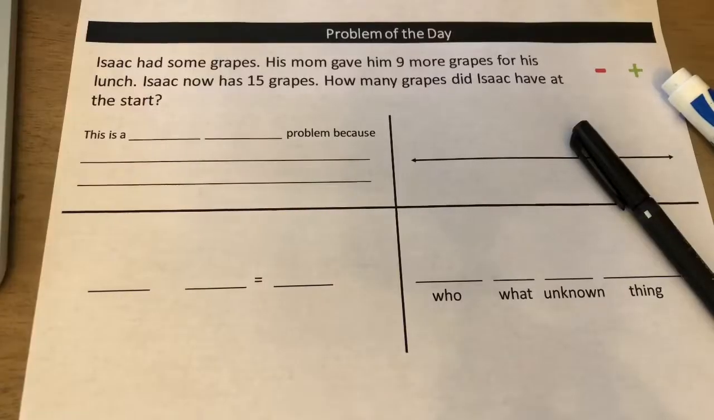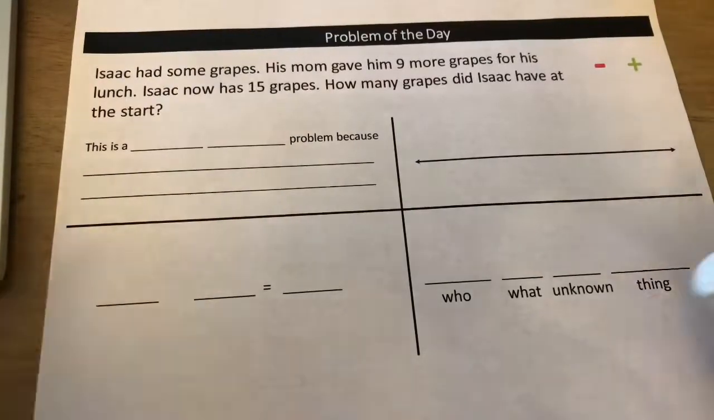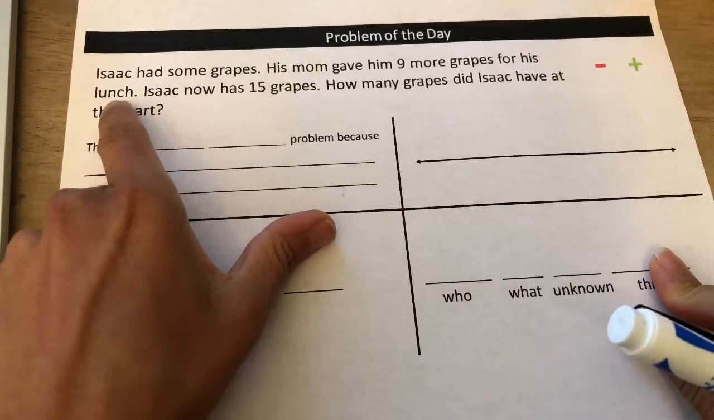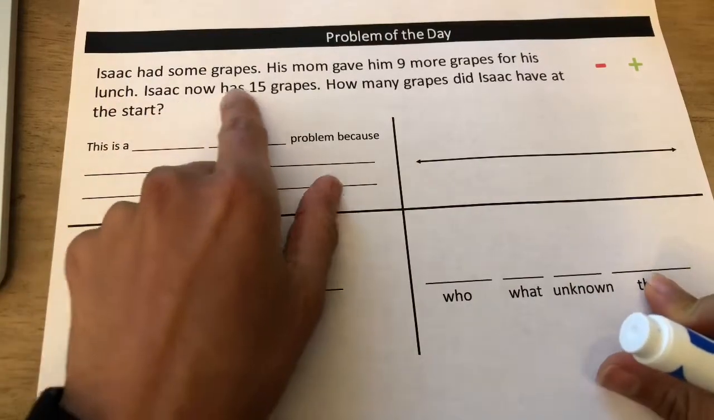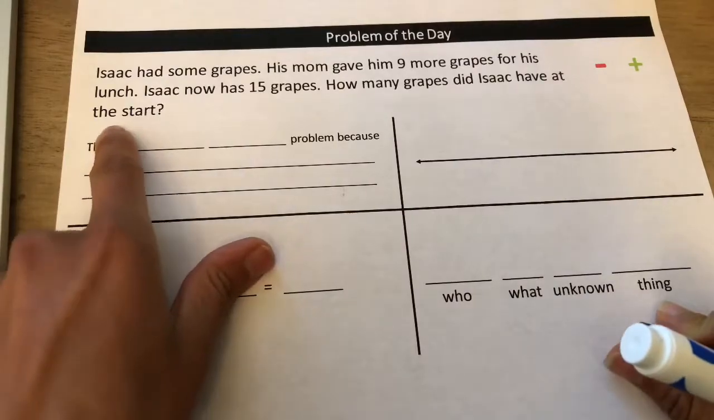Boys and girls, now that we have reviewed 3 types of word problems, we're going to dive into today's word problem and we're going to think through what type of word problem we are dealing with. You're going to help me out. Are you ready? All right, so let's dive in and solve this word problem, mathematicians. Isaac had some grapes. His mom gave him 9 more grapes for his lunch. Nice job, Mom. Isaac now has 15 grapes. How many grapes did Isaac have at the start?